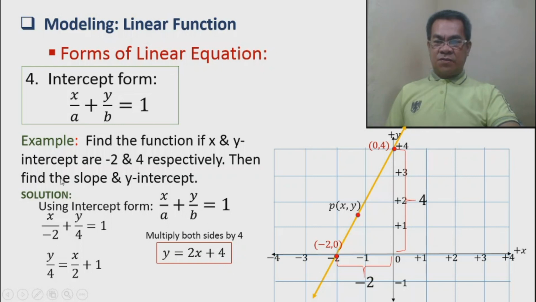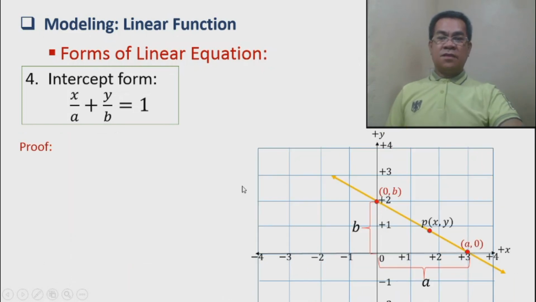And the follow-up question is, what is the slope and the y-intercept? So the slope is 2 and the y is 4. Remember, this is actually the y-intercept. So consistently we arrive at this answer, 2 and b. Now, the derivation, the proof of the intercept form.